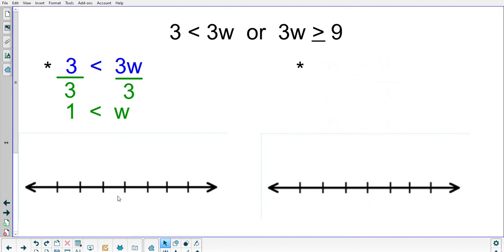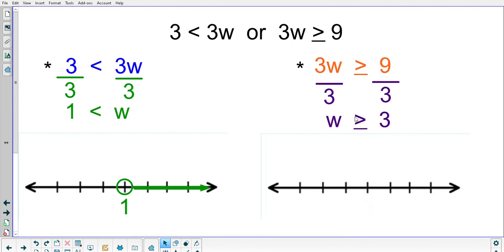So when we get ready to graph this, there is going to be an open circle on 1, and we're going to shade it to the right. So we've got an open circle on 1, and we've shaded it to the right. Now let's solve the other half of this. We've got 3w is greater than or equal to 9. They're multiplying by 3, so we're going to divide by 3. When we do so, we end up with w is greater than or equal to 3.